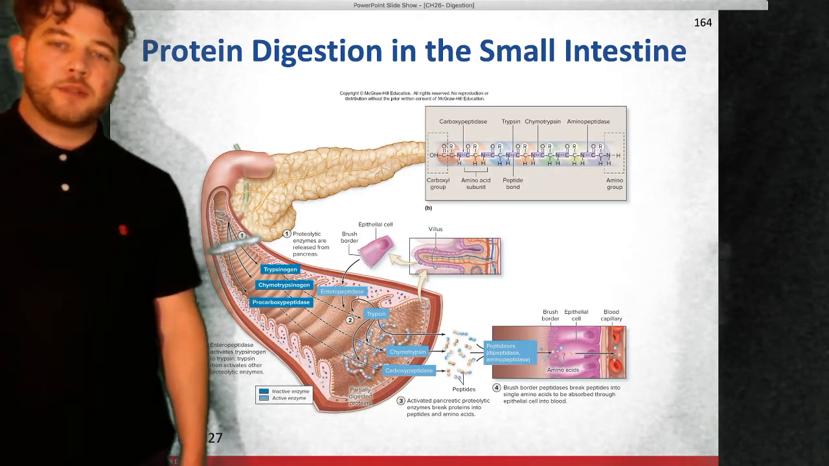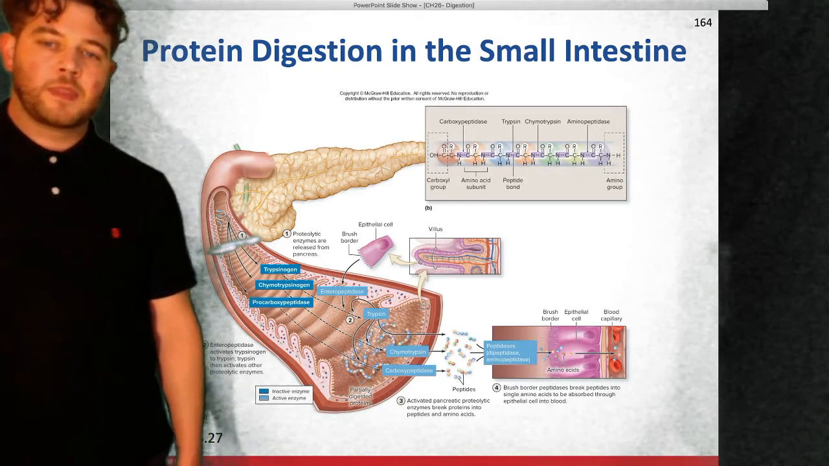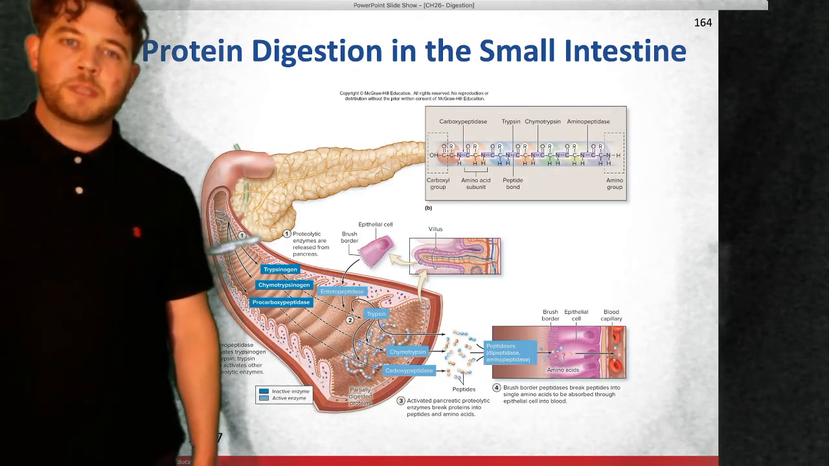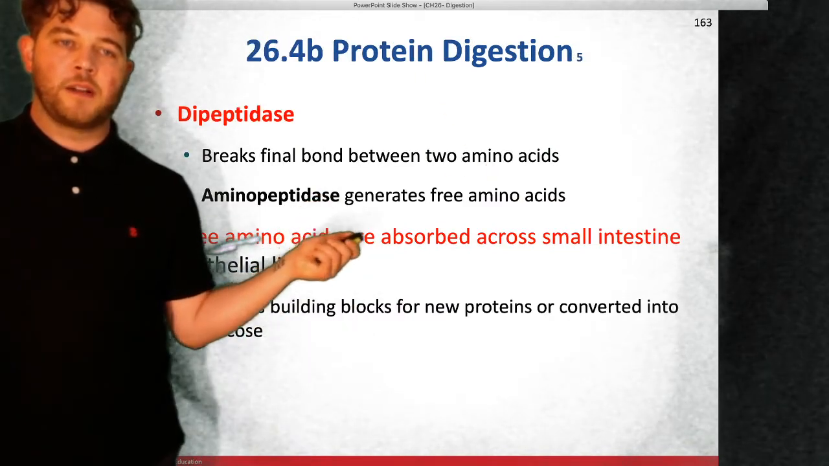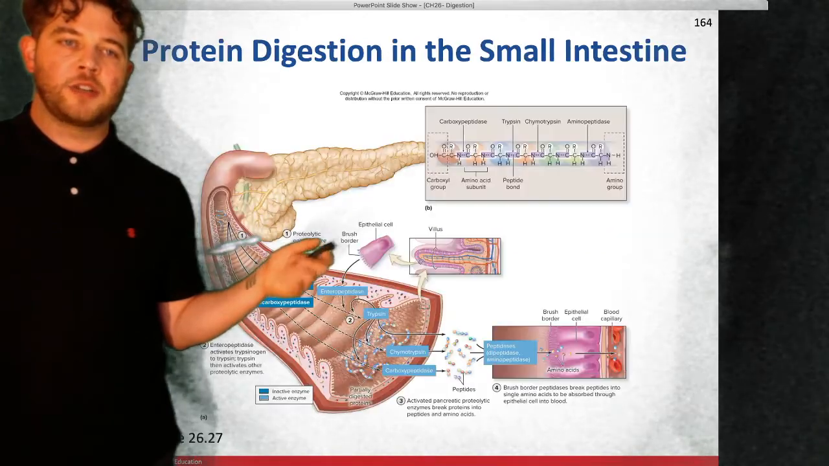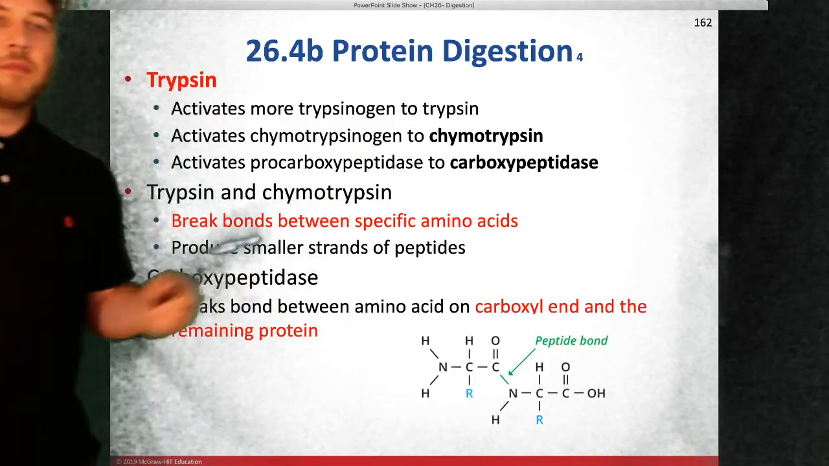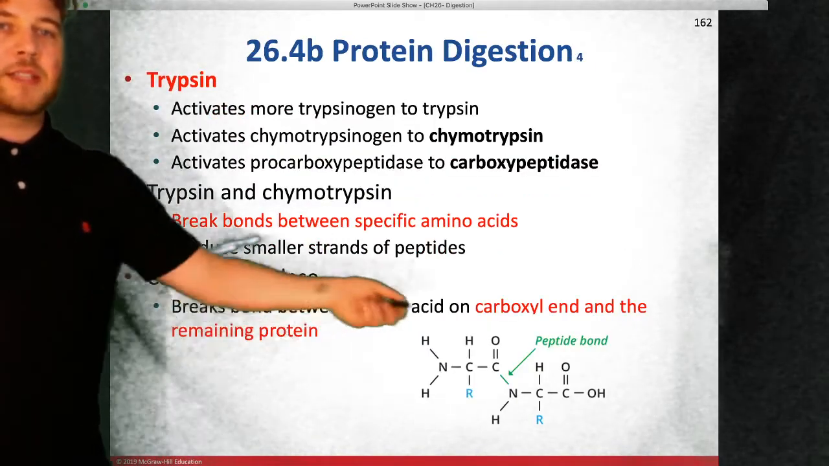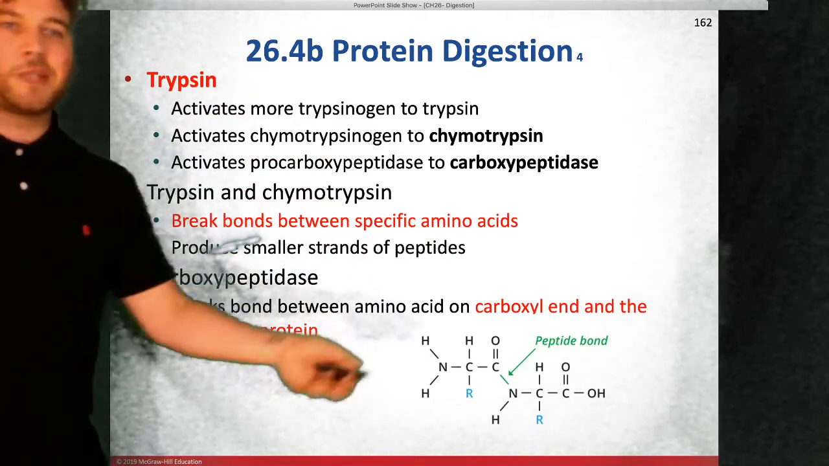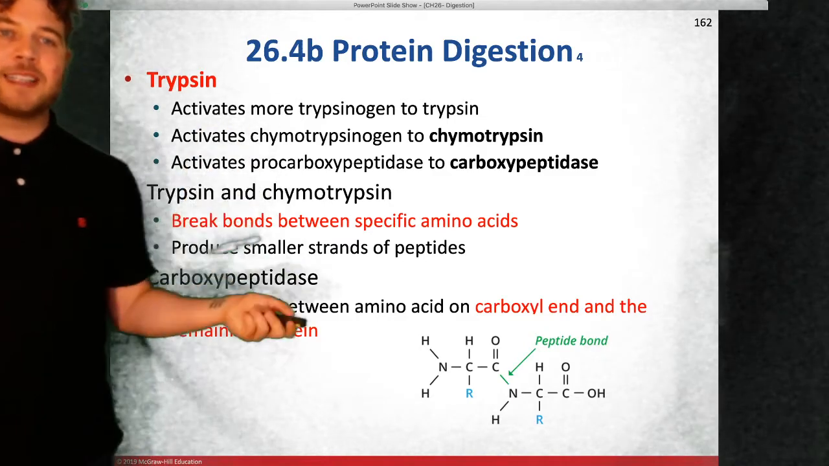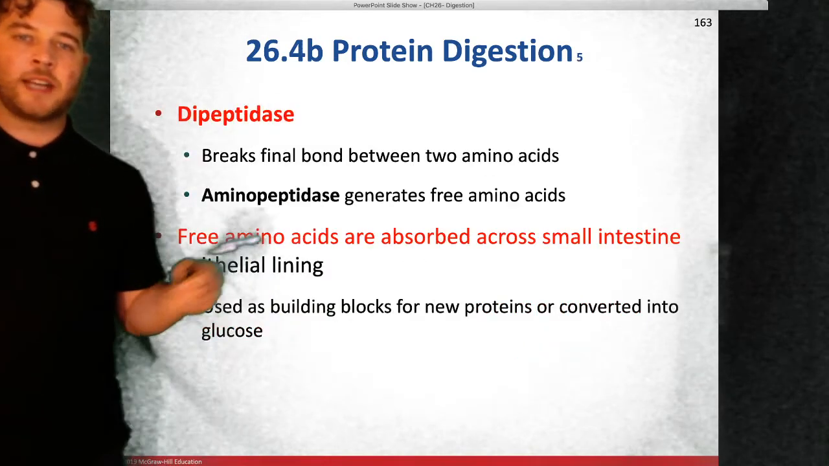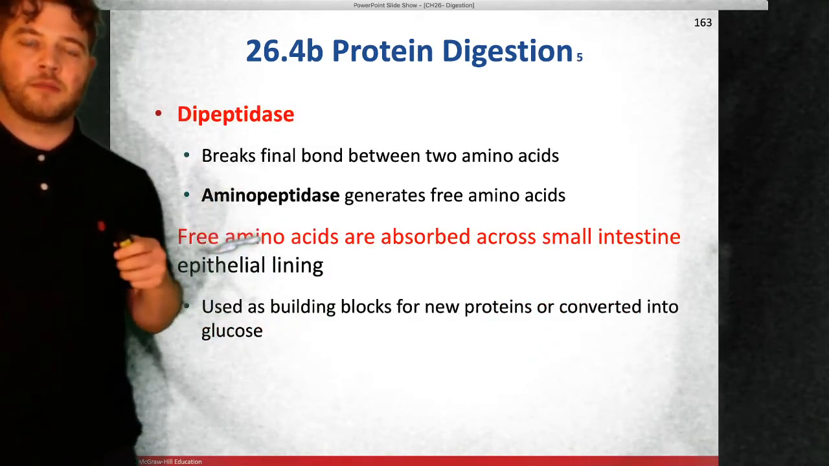Here is just a nice little representation of that. I don't need you to know specifically that dipeptidase breaks the final bonds between two amino acids. I don't need you to know specifically that carboxypeptidase breaks the carboxyl end, but that's pretty obvious. What I do want you to know is to be able to recognize these as enzymes that digest proteins. You should be able to recognize that.